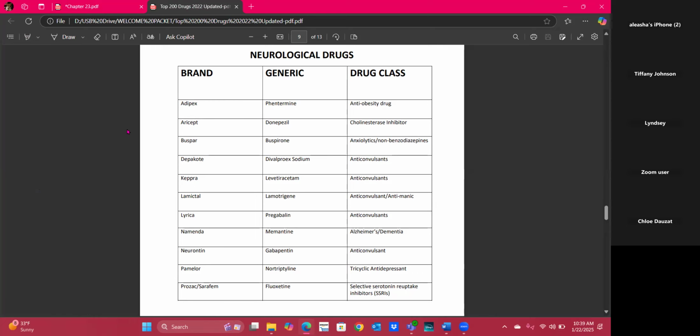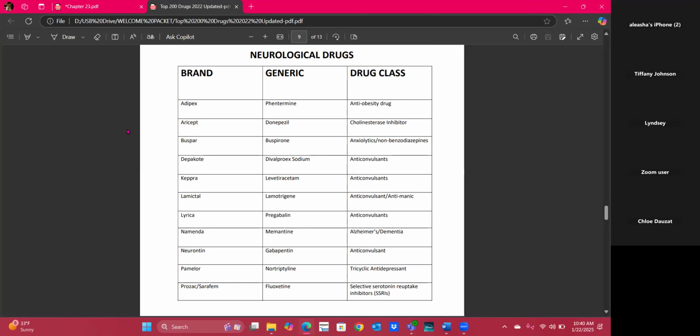So the first drug we have here, the brand name is Adipex. The generic name is phentermine. Some people enunciate it differently, but I don't see an A in between the R and the M, so I call it phentermine. And the drug class is anti-obesity drug. Back to the left, next item down, brand name is Aricept, and that generic is donepezil, which is a cholinesterase inhibitor.